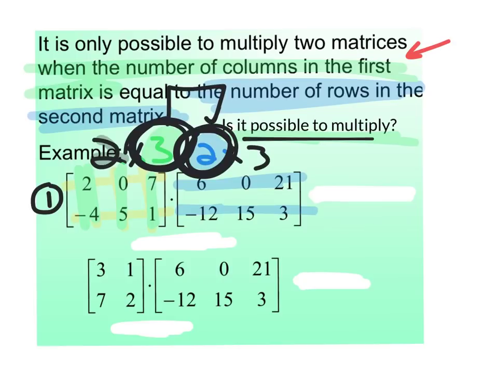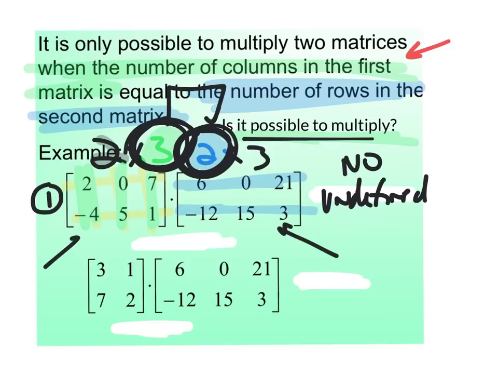So is it possible to multiply this first problem together? No, this would be an example of an undefined operation. It's unusual. You could add these 2 matrices together because they're both 2 by 3 matrices, but you can't multiply them together. Look at the second problem.